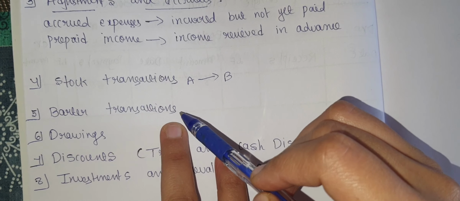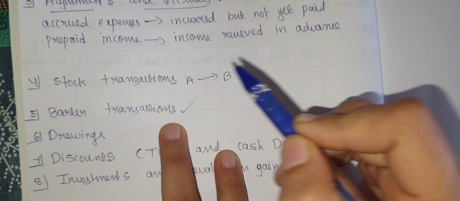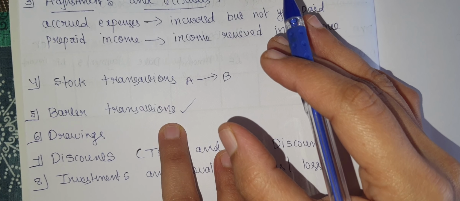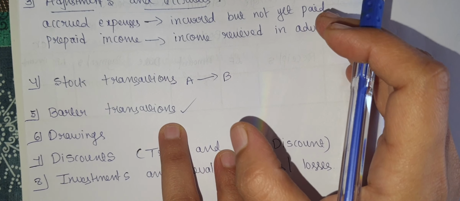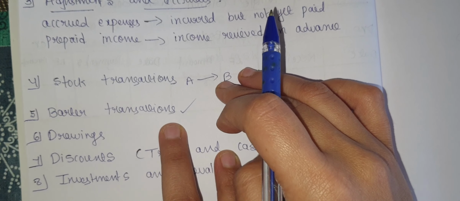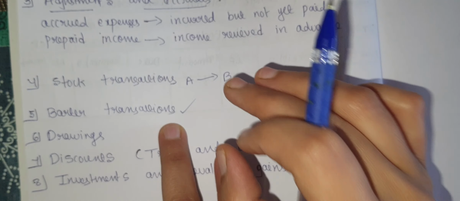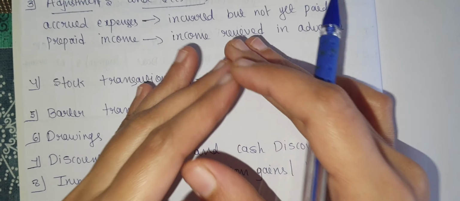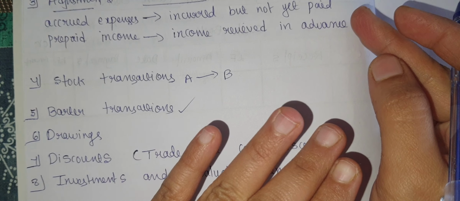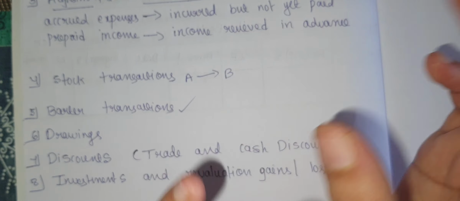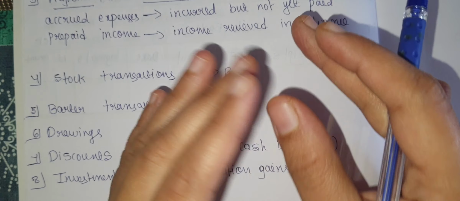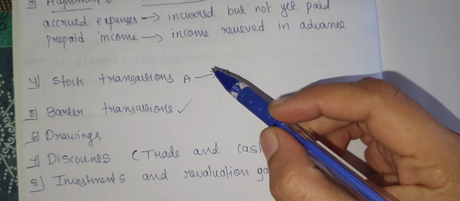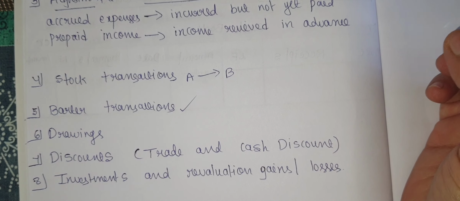Next one is barter transactions. It means exchange of goods or services without cash payment is excluded. For example, exchanged your old furniture for new equipment worth rupees 15,000. Here, without cash payment you have exchanged your old furniture for new equipment worth rupees 15,000. So barter transaction also not included in the cash book.